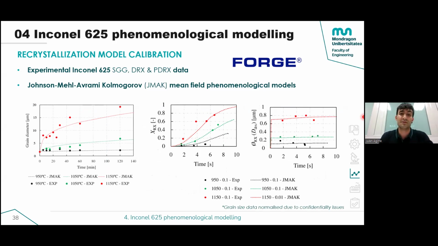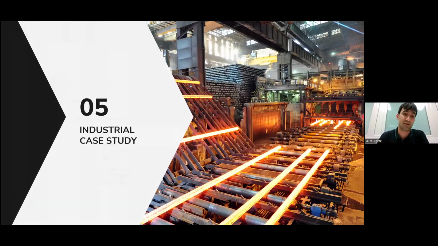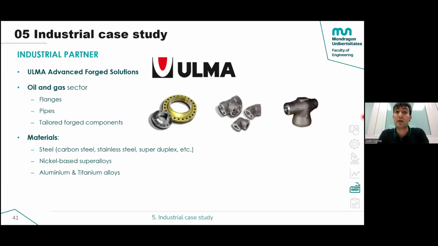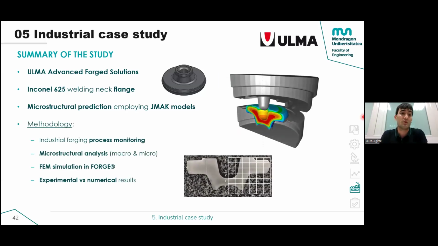So after the models were calibrated, we jumped to the industrial case study. In this case, we collaborated with ULMA Forging Company, which is a forging company dedicated mainly to the oil and gas sector, which forges different materials. And in this case, we focused on the Inconel 625 welding neck flange. The methodology we followed was this one.